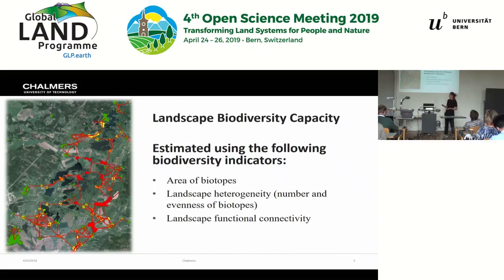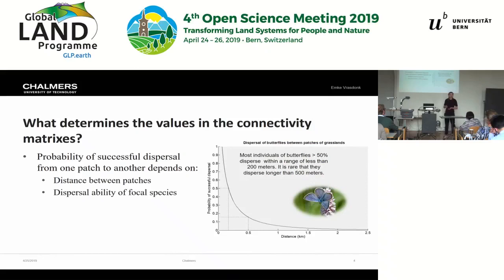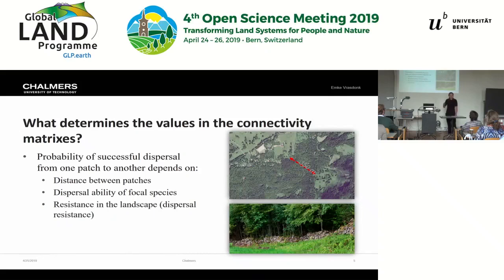Now, this is basically a huge matrix of which the values are based on the distance between two patches of the same biotopes and the dispersal ability of species. Here you see an example of a butterfly, which is not really likely to disperse more than 500 meters, for example. You can imagine that for the same butterfly, a patch of 350 meters of forest is a huge barrier. So the resistance in the landscape also plays a role here.